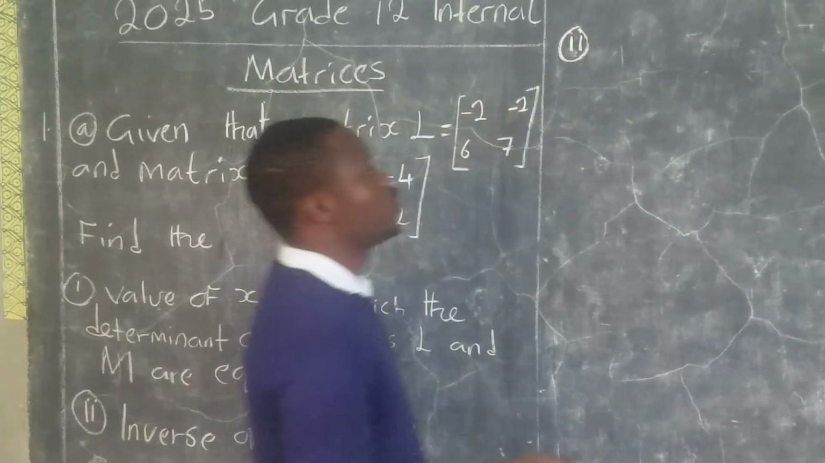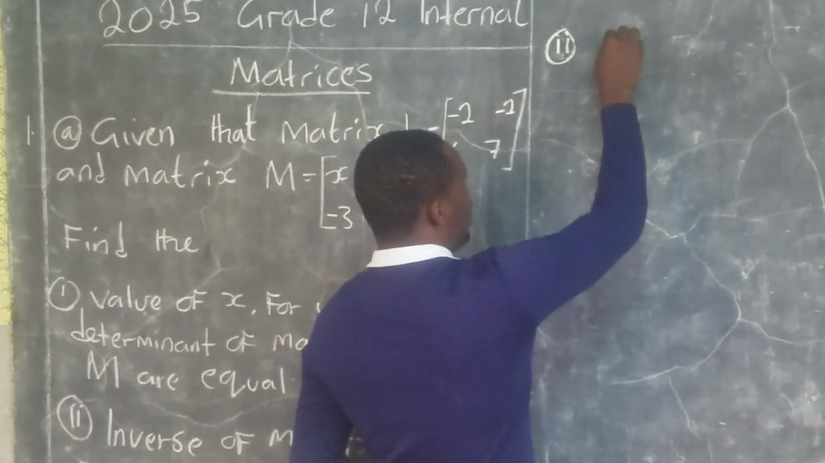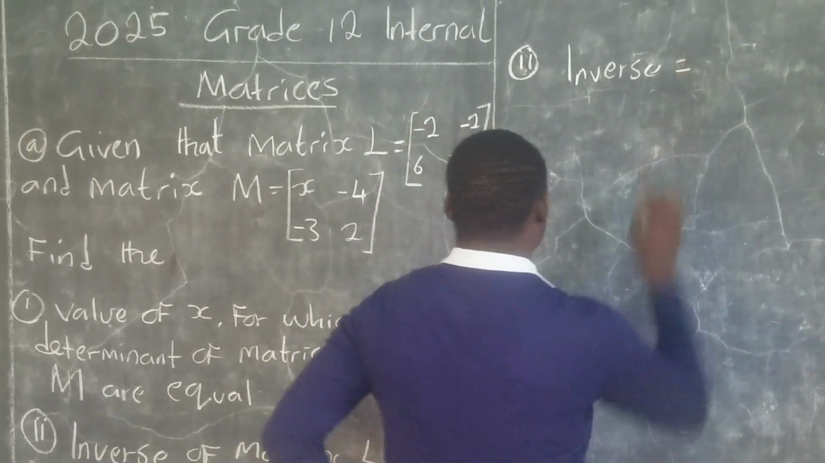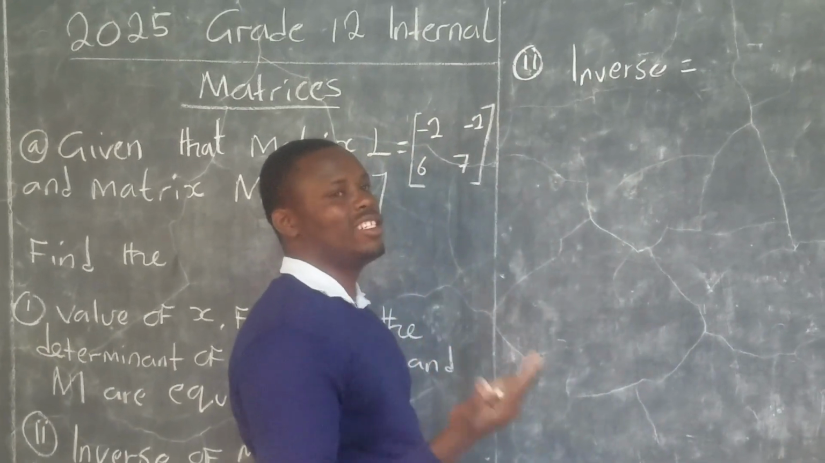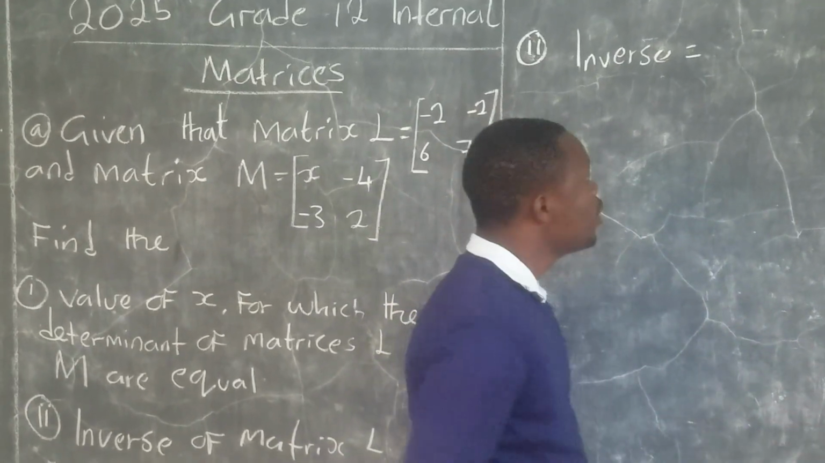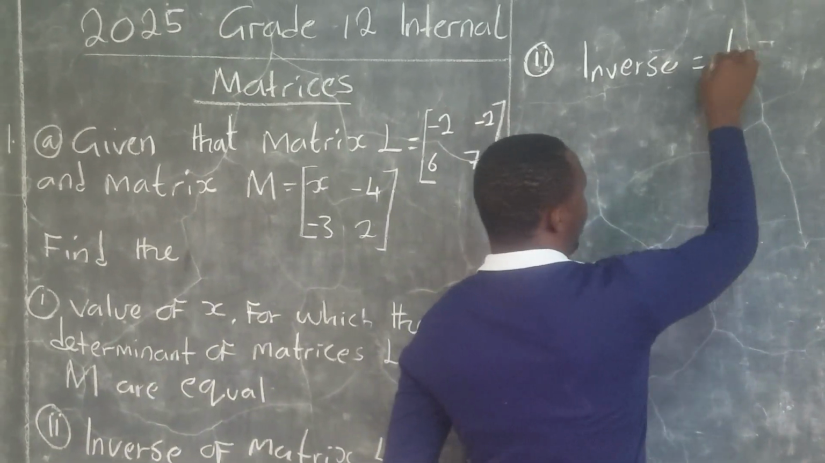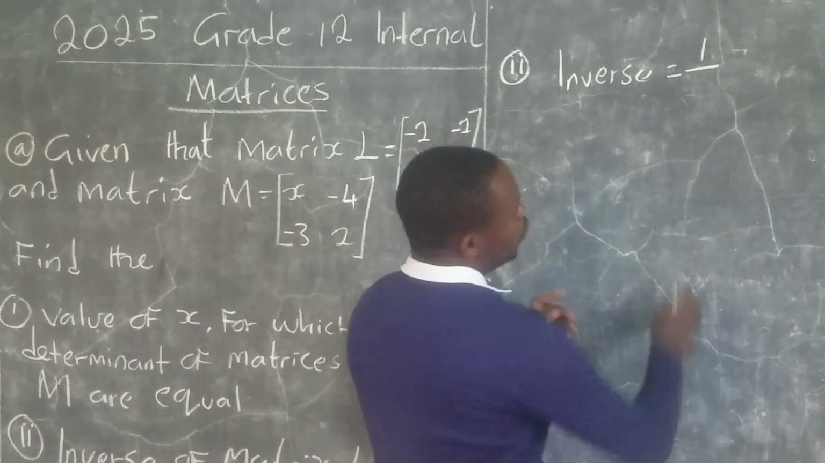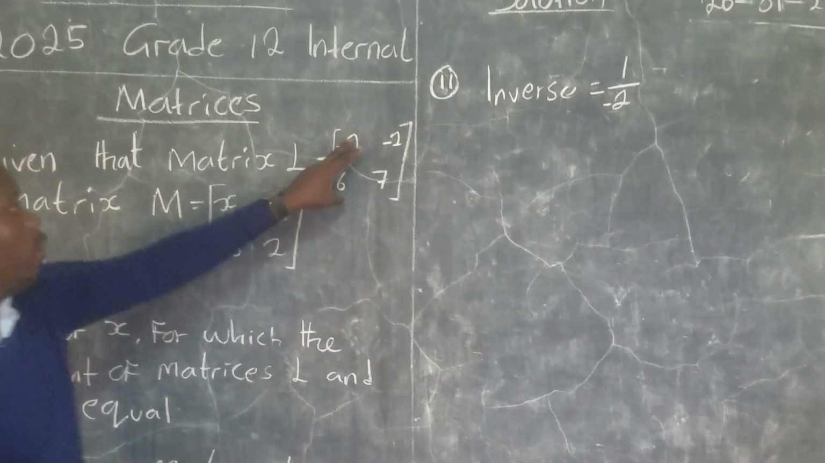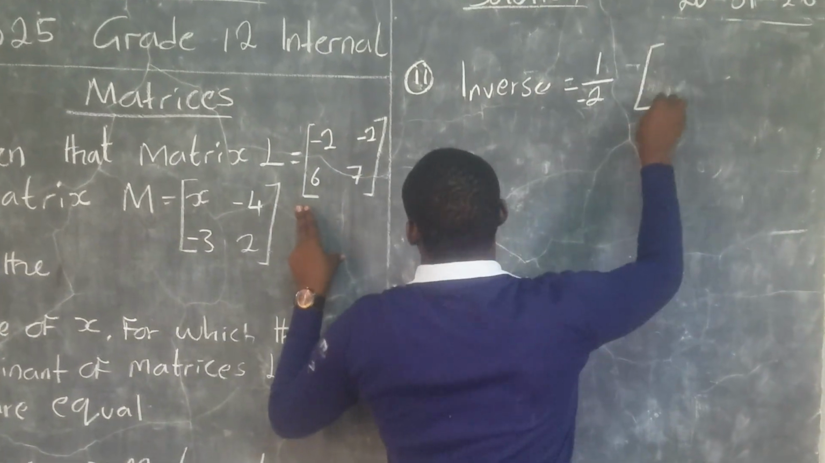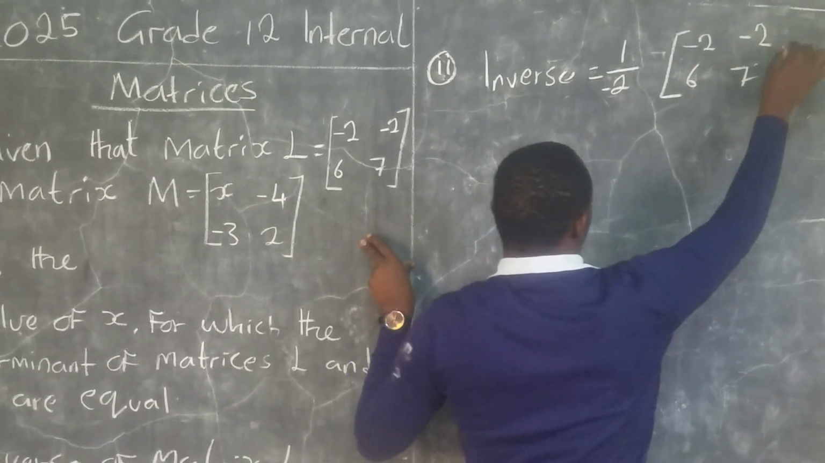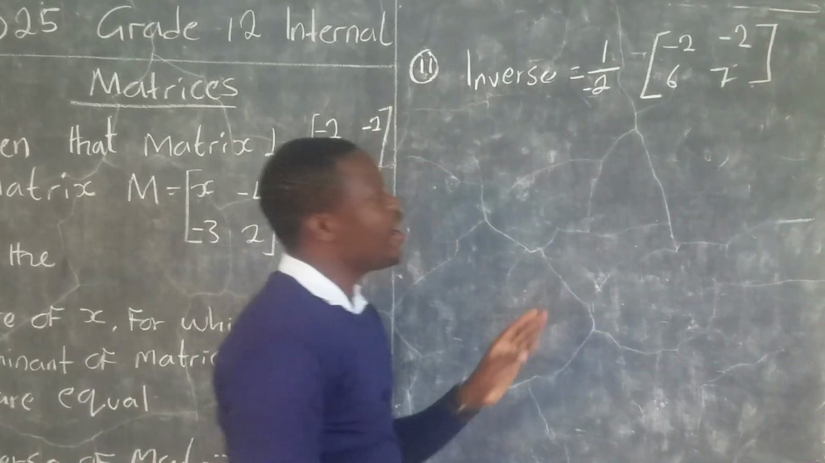equals negative 2. So for us to find the inverse, it is equivalent to getting the determinant and writing it in fraction form. Always you put a 1 over the determinant. So in this case it will be 1 over negative 2, since the determinant was negative 2. They said the inverse of matrix L. So matrix L is this one here, which is negative 2, then positive 6, positive 7 back. What will be the answer?